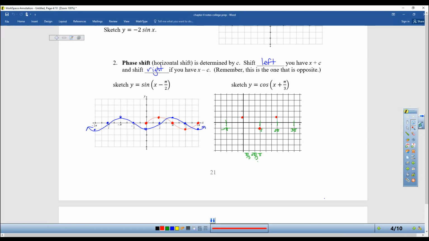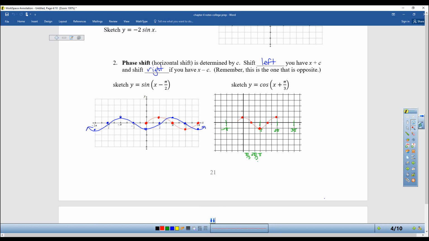Now, here's why I kept calling it the middle of the middle. Instead of saying at pi halves, because pi halves isn't really on here anymore, it's just counting by pi thirds, but you can still find halfway, right? So the middle of that, and then the middle of this, even though it didn't land on an exact point, you can still do that. I'm going to go ahead and make my dotted line here. This is the parent graph.